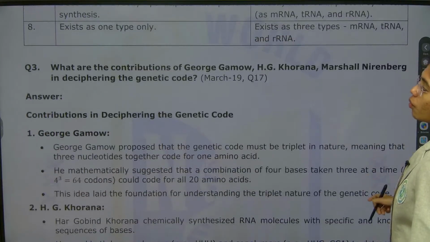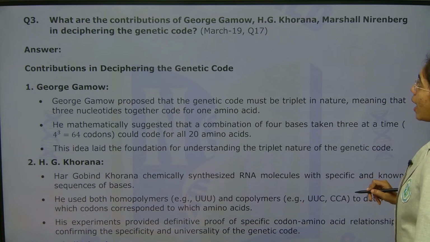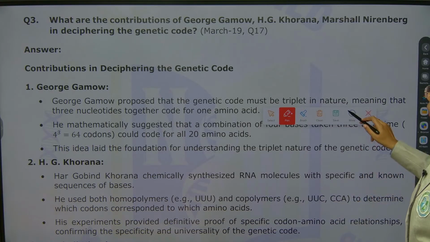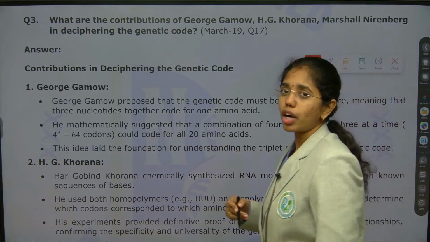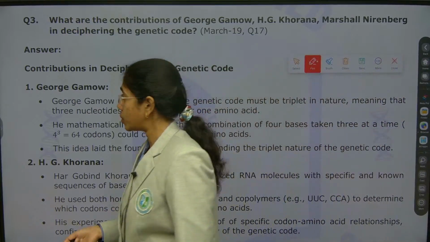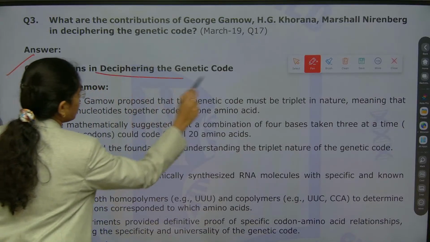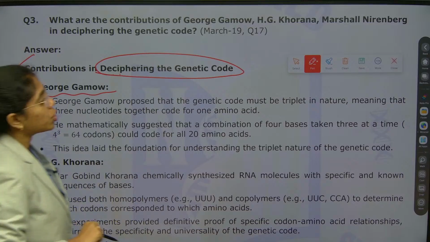Yeah. Next, what are the contributions of George Gamow, Hargobind Khorana and Marshall Nirenberg in deciphering the genetic code? The question about genetic code is also important, but it is not that multiple times repeated question. So, here if we see the contributions in deciphering the genetic code, first you see about George Gamow. George Gamow has proposed a genetic code which must be what?